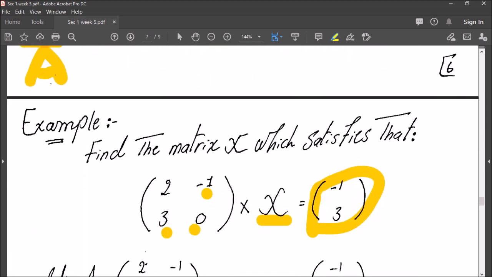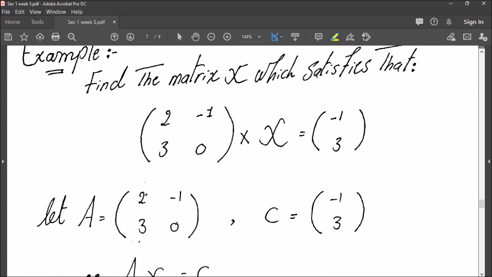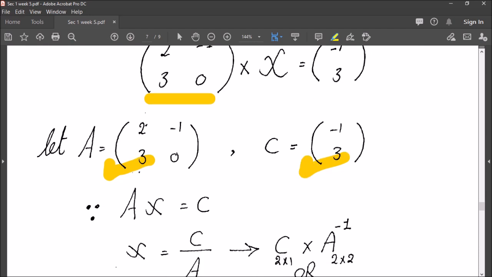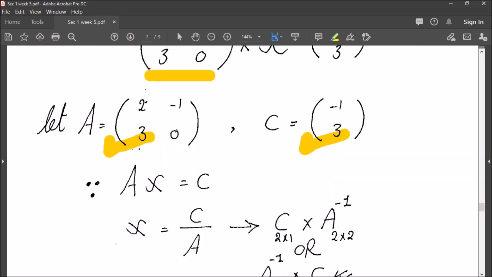So how do we find X? Actually, it is multiplying this matrix by the inverse of this matrix. Let's find out. Let A become this matrix, and C become the result matrix. Since AX, or A multiplied by X, equals C, X will equal C divided by A.